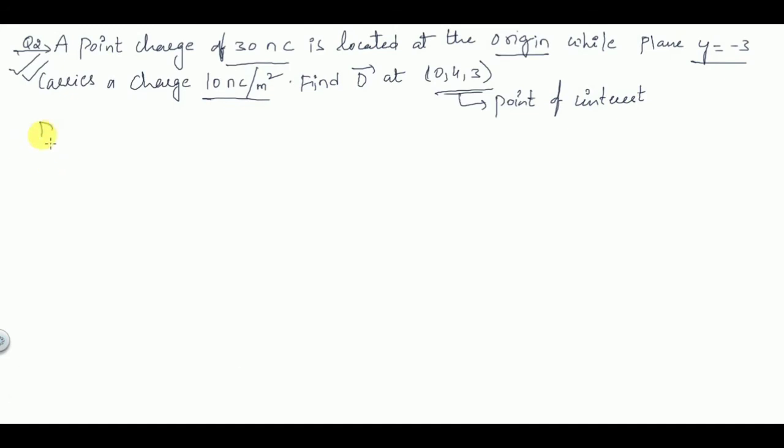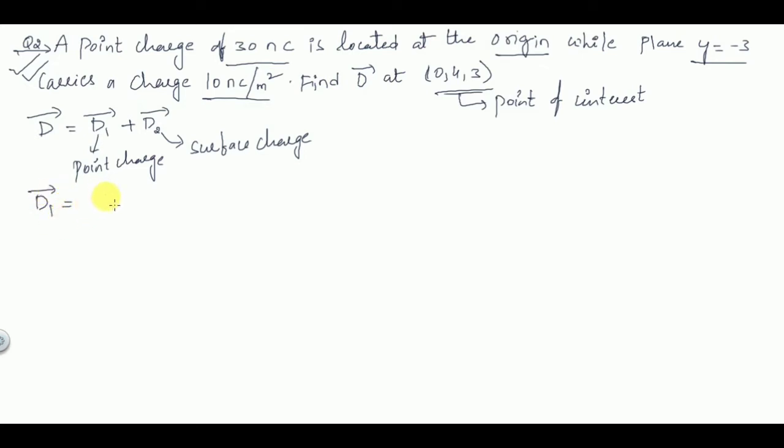So how to solve this? Same as before, D bar is equal to D1 bar plus D2 bar. D1 bar is due to the point charge, and D2 bar is due to the surface charge. First of all, we'll solve for D1 bar. D1 bar is given by Q by 4 pi r square into a_r cap, that is, Q by 4 pi r square into r bar by r.